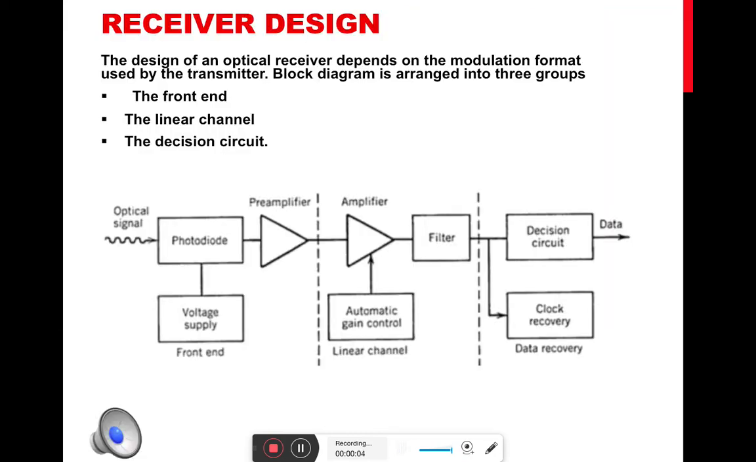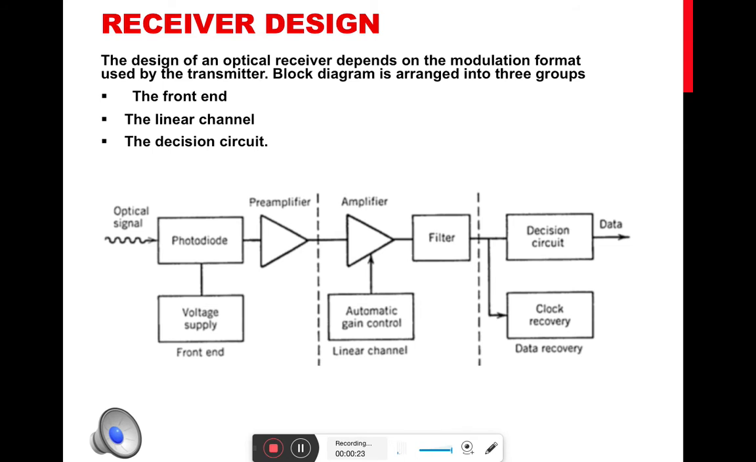Hello everyone. Today in this video lecture we'll be learning about receiver design, then responsivity and what are the noises in a detector. Okay, first we'll deal with receiver design. The receiver has certain blocks that are inbuilt in it.